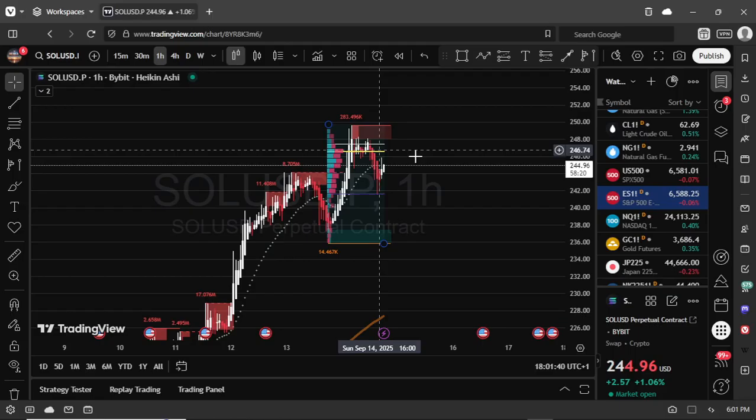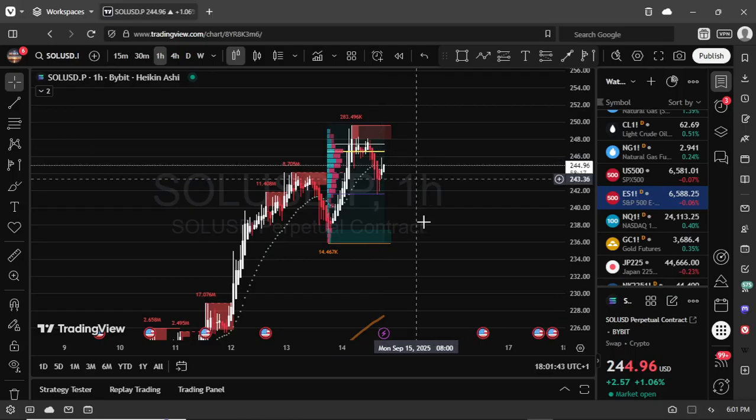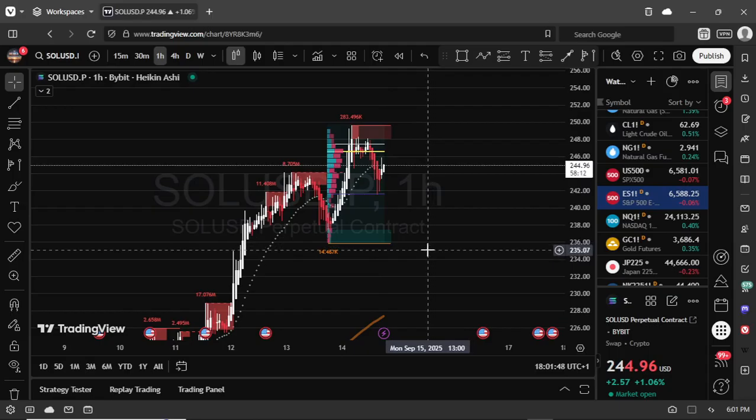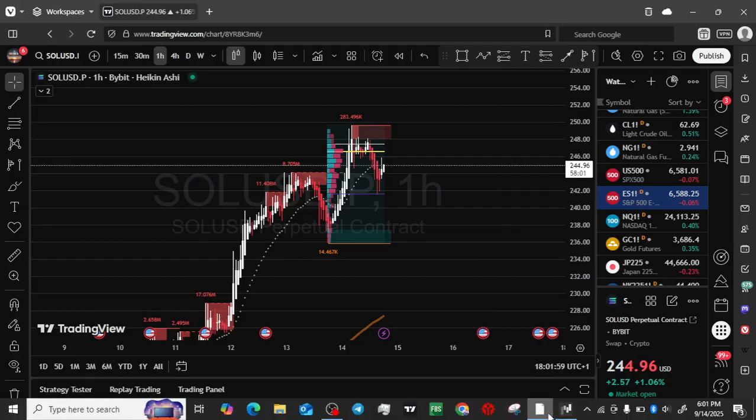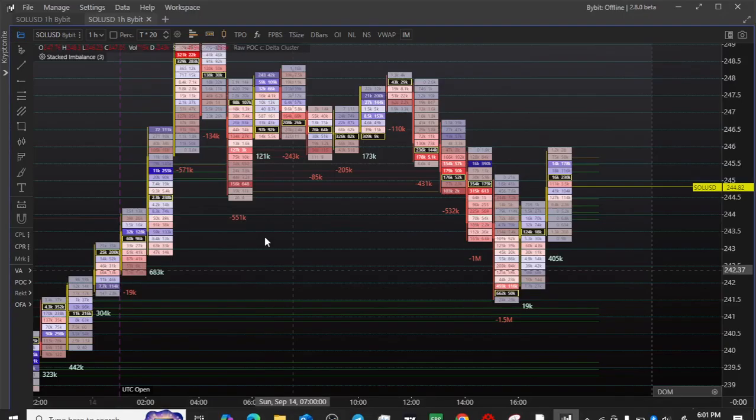Volume has been built up here. There's a lot of built up volume here. So if I'm going to take this trade, I'm looking to take it around the 236 region. Let's look at it. 236, yes, 236 on the dot. Let me look at 236 on the dot on that order flow tool.